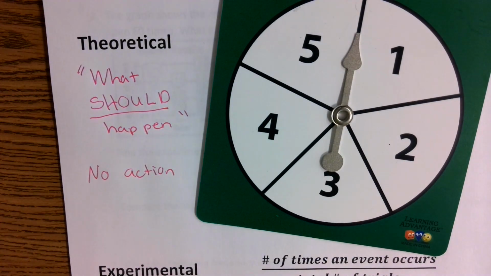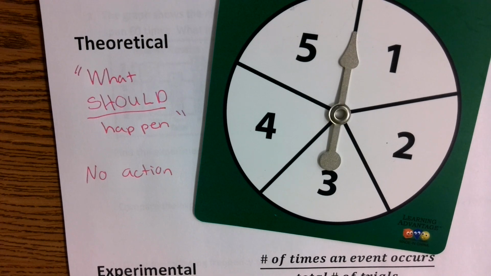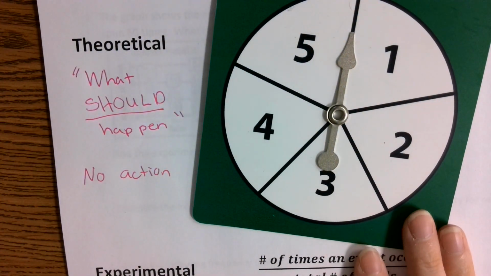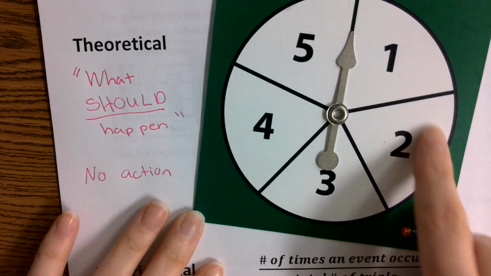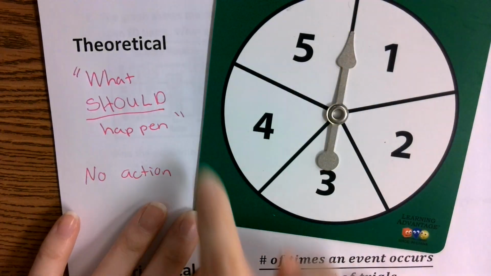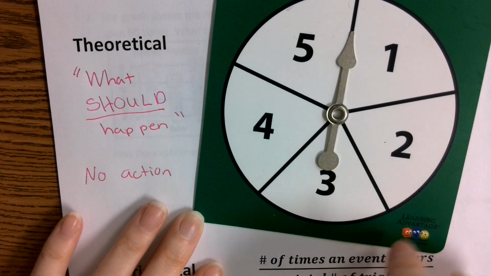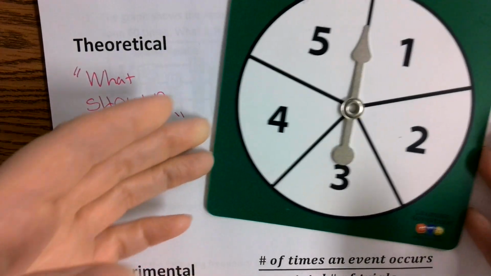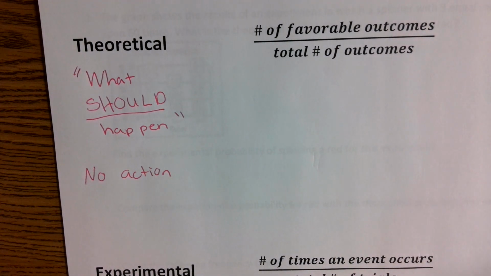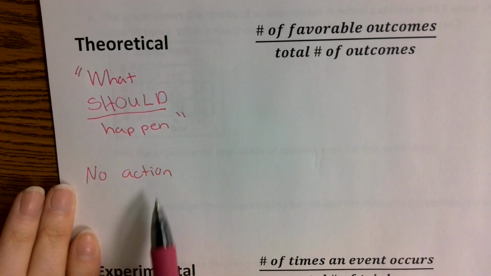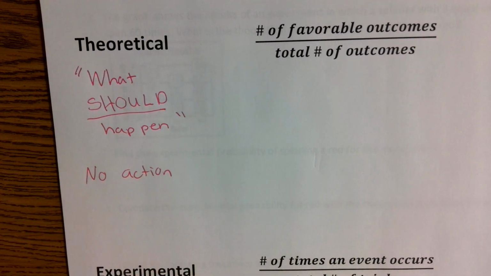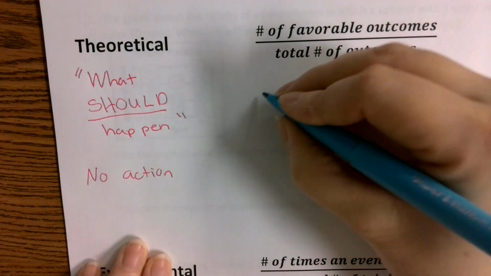And given a spinner, I want the probability I will land on a 2. I don't have to sit here and spin it. I'm just going to look at the spinner and say, okay, there's one value that's a 2 out of 5 sections, 5 equal sections. So it's going to be 1 out of 5. Okay? So these are theoretical. No action, no flipping the coin, no rolling the die, no spinning a spinner. None of that actually has to happen. Okay? Let me write an example again.